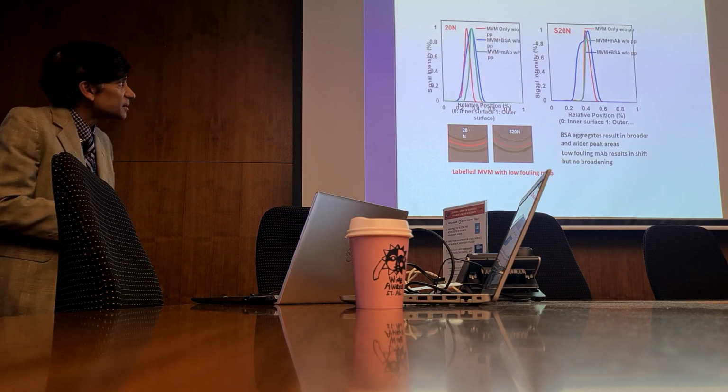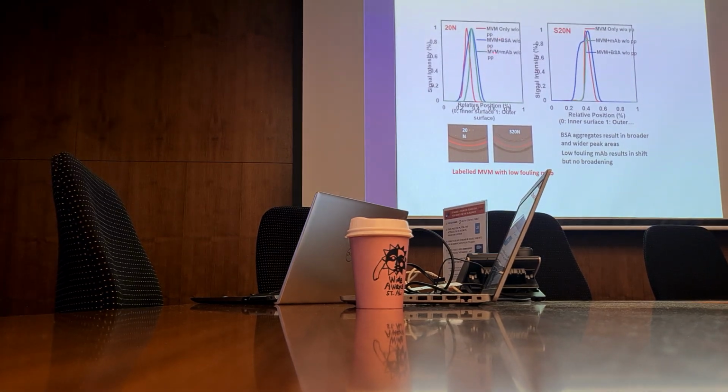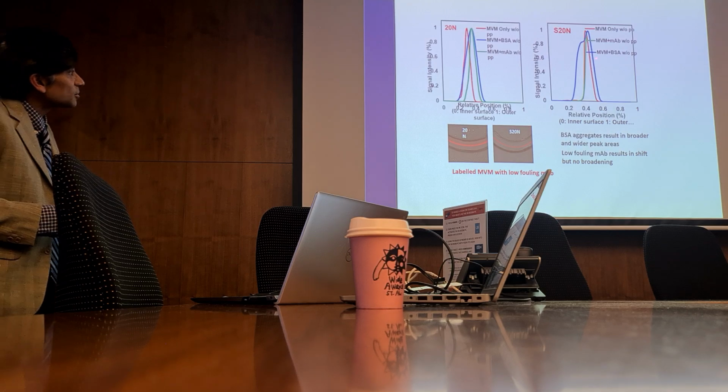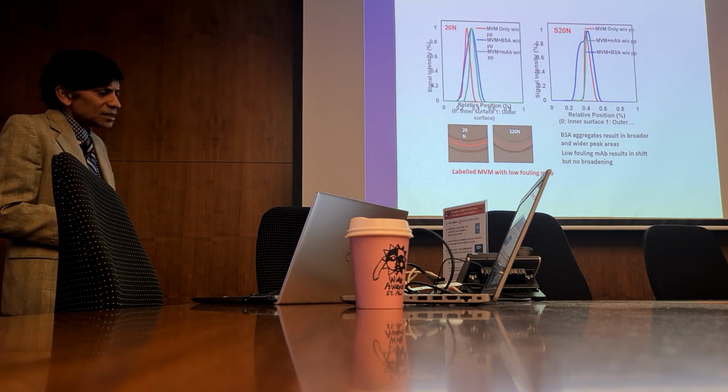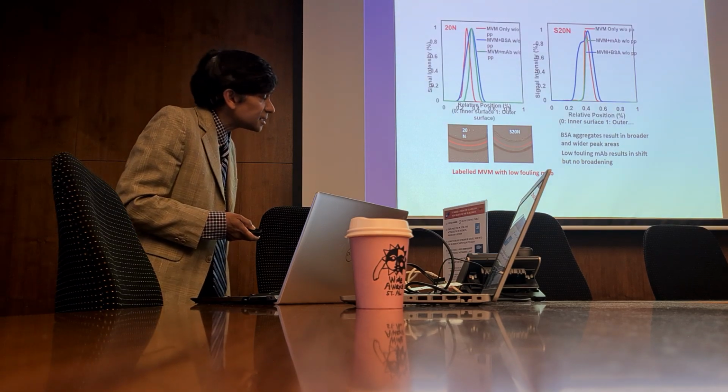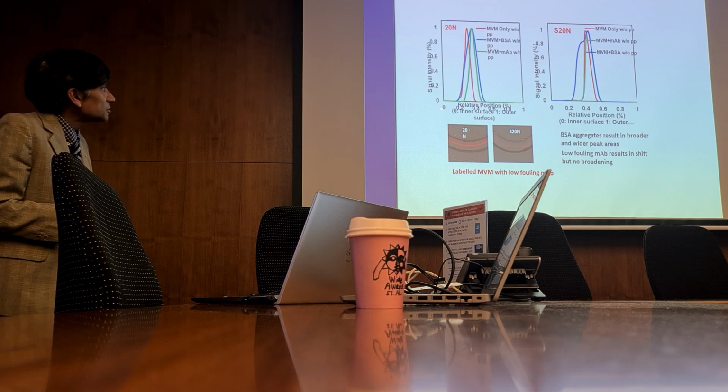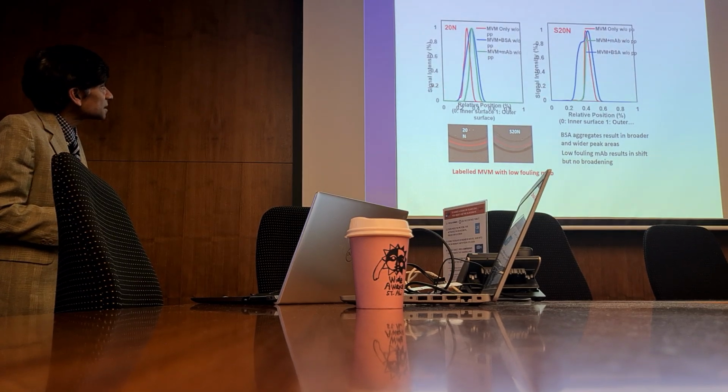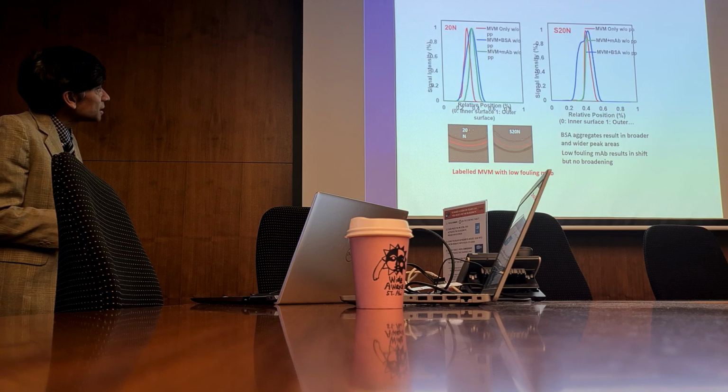So I'll just show you, and I have many more of these results which I can show you. These are two different Asahi modules, 20N and S20N. They are both regenerated cellulose membranes. And I don't know why the scales got messed up again, but anyway, if you look at it, this is MVM only, virus only. You get this red curve.